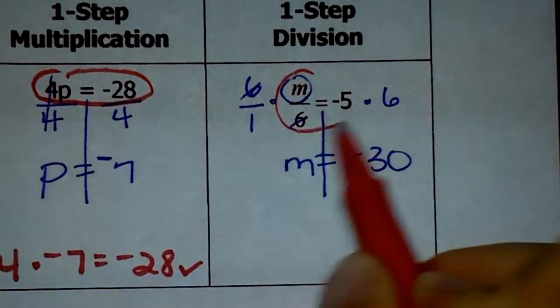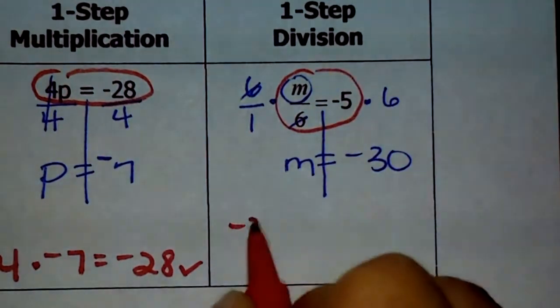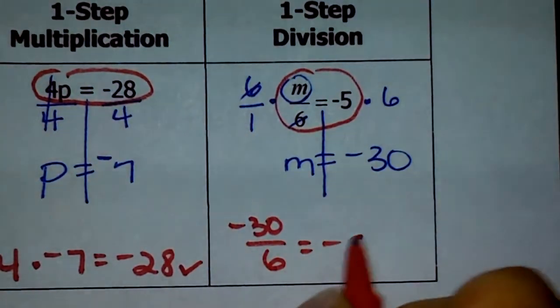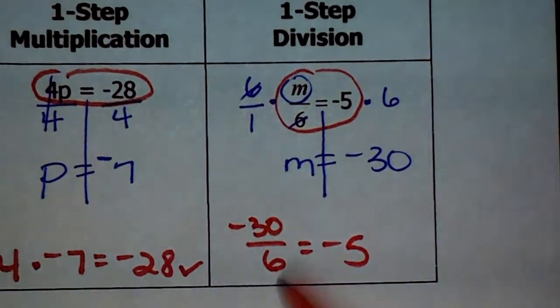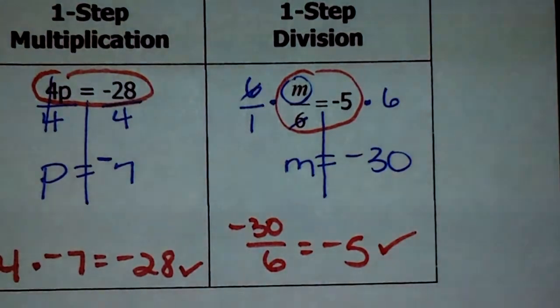To make sure that we're right, go back up to your original equation. Is negative 30 divided by 6 equal to negative 5? Yeah. When you divide 30 by 6, you get 5, and a negative divided by a positive is a negative. So we know that we're right.